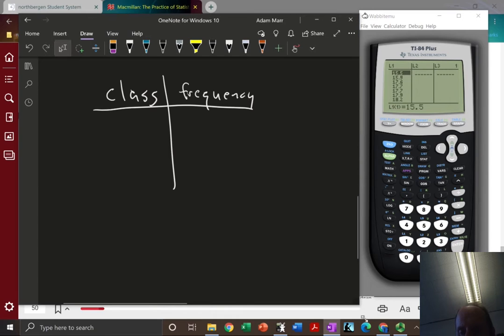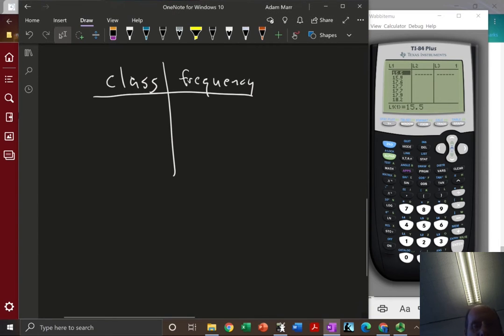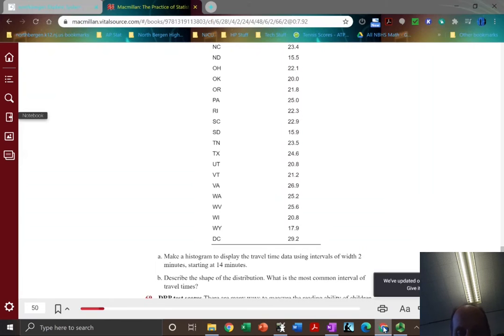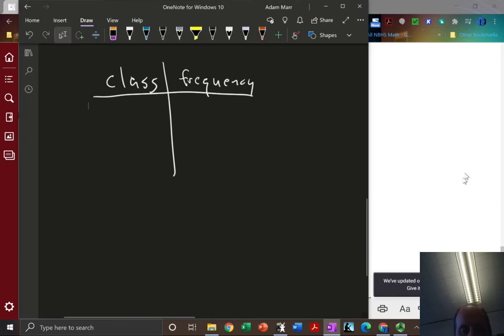Okay, very good. So we're doing class and frequency, right? Right here, the book specifically stated that we want the class width to be 2 minutes starting at 14. So we're starting at 14, and we're going all the way to less than 16.